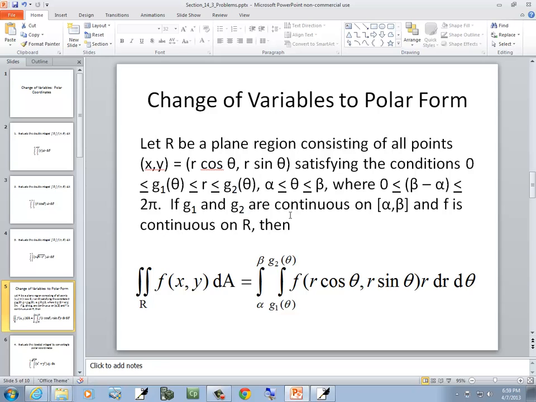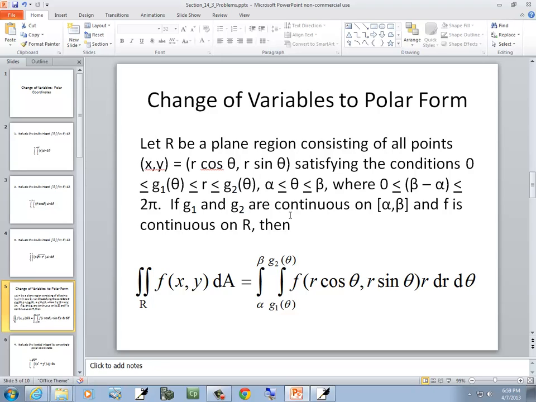Now, this is a change of variables to polar form. Sometimes you may find it easier to switch it from rectangular, or x's and y's, to r's and thetas, polar form, to find the integral. Sometimes you have to. You can't solve the problem when it's in rectangular.